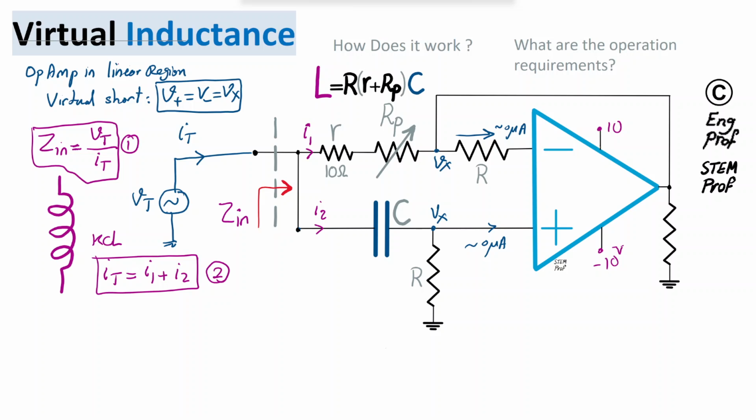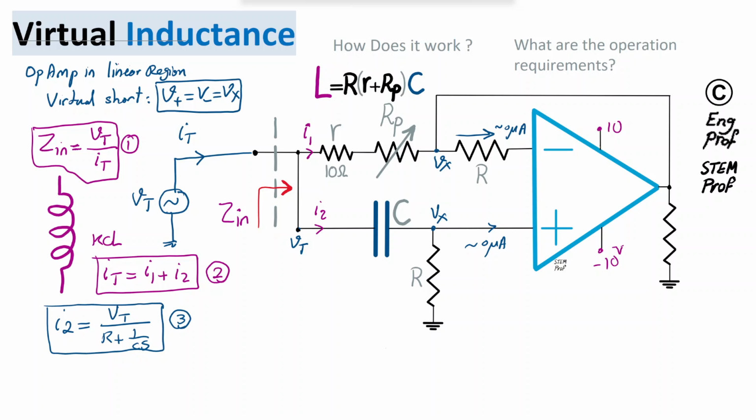Next step: since the current going through the positive or non-inverting input terminal of the op-amp is 0, we can safely assume that the cap C and resistor R, as highlighted, are effectively in series. Therefore, I can easily find I2, given that the voltage at the input is the known voltage Vtest. So I2 is as simple as Vtest divided by R plus 1 over Cs, the series of the two. Let's refer to this as equation number 3.